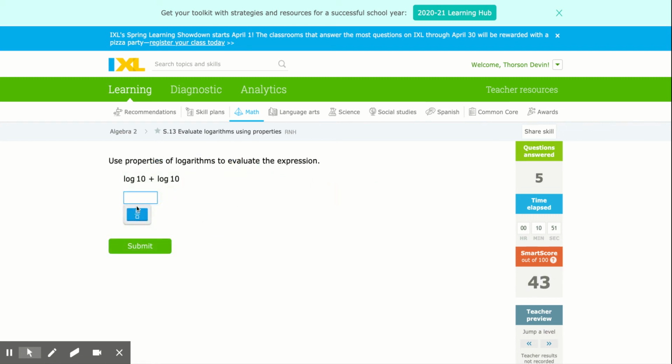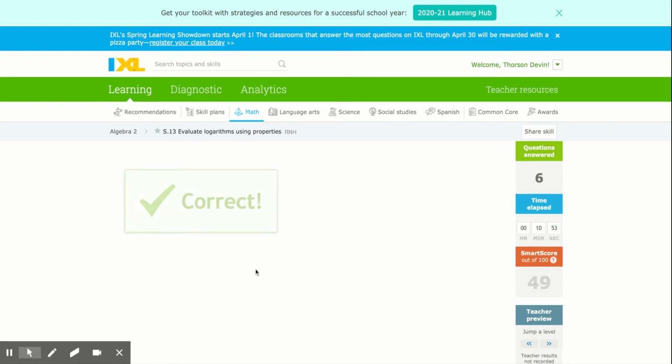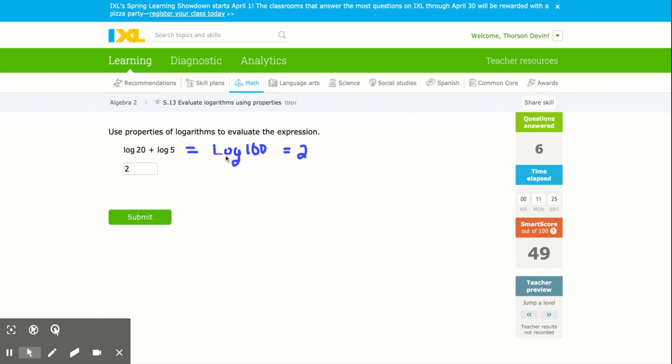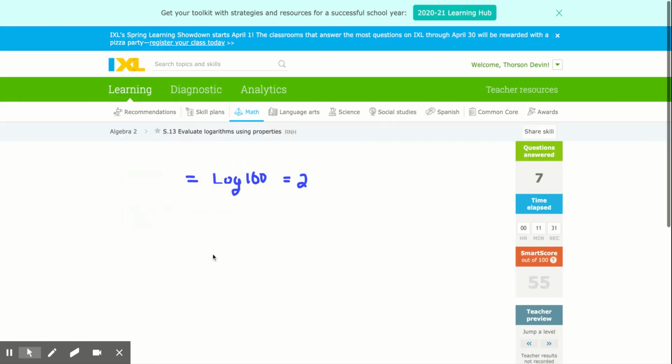Again, this one's just going to be 1 plus 1 or 2. Again, this one we'll have to do a little combining using properties of logarithms, which when we combine 20 times 5 is 100, common log or log base 10 of 100 is 2.